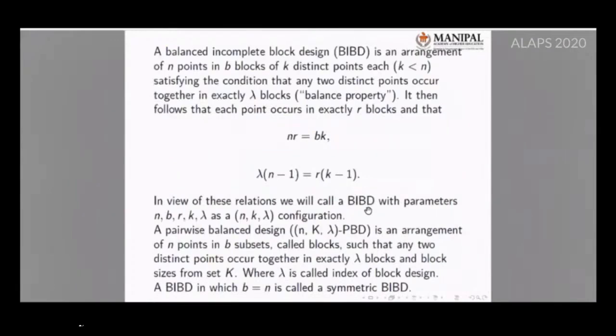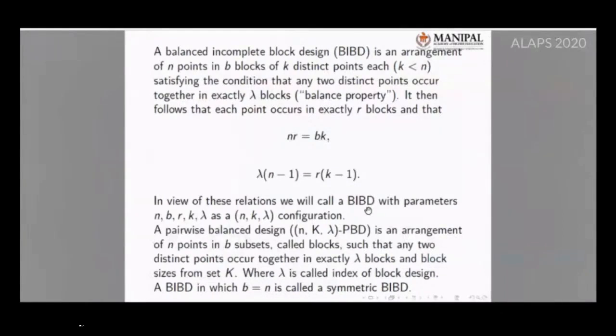In particular, in this work, we are talking about BIBD and PBD. So let us see what a BIBD is in a block design and what a PBD is. A balanced incomplete block design, termed BIBD, is an arrangement of n points in b blocks of k distinct points each, where k is less than n, satisfying the condition that any two distinct points occur together in exactly lambda blocks.